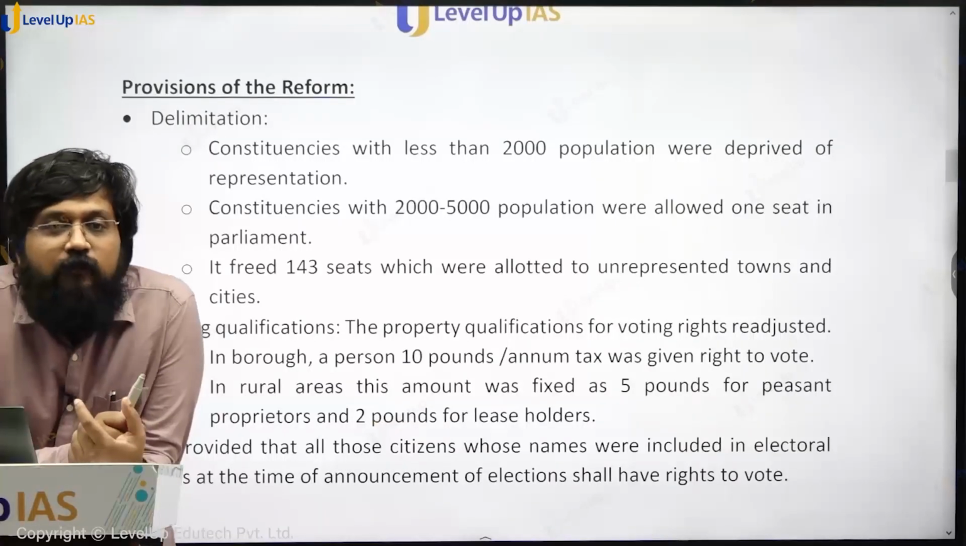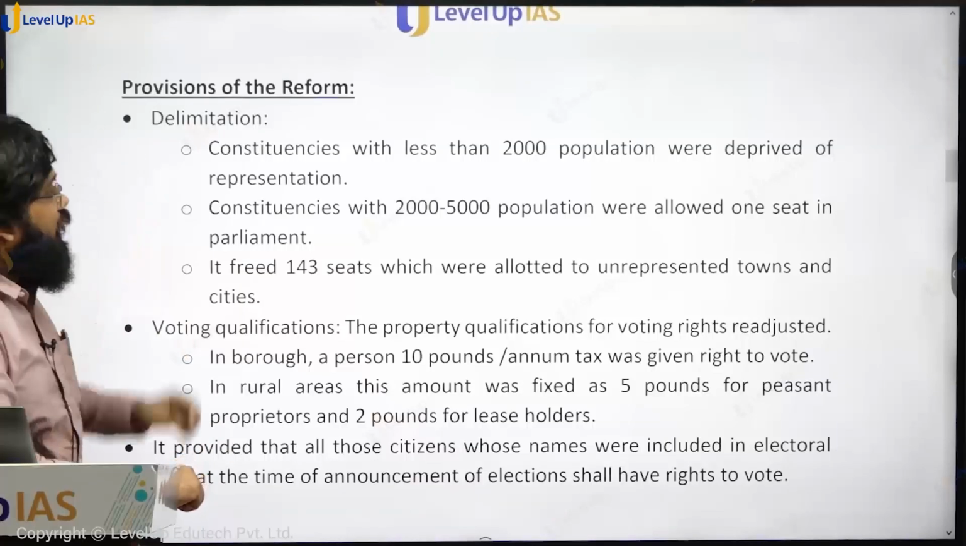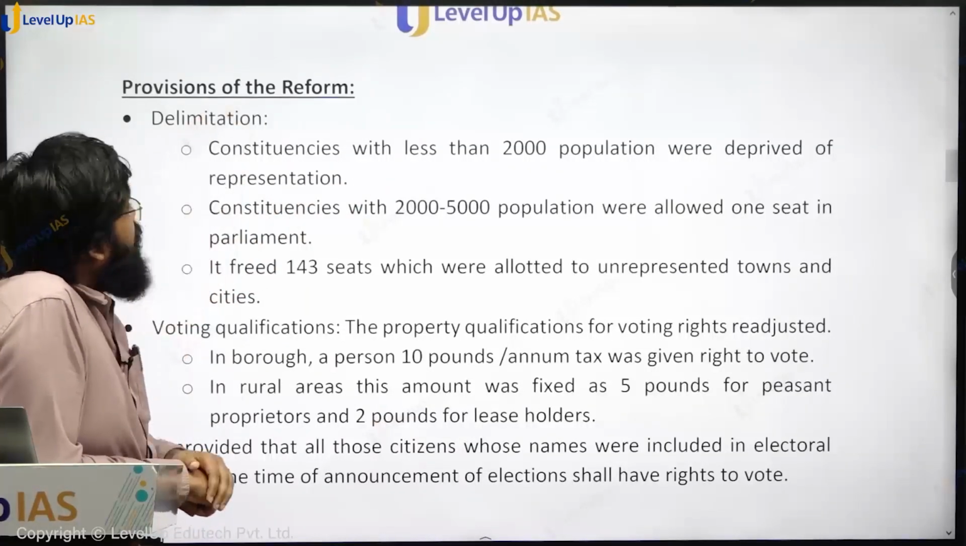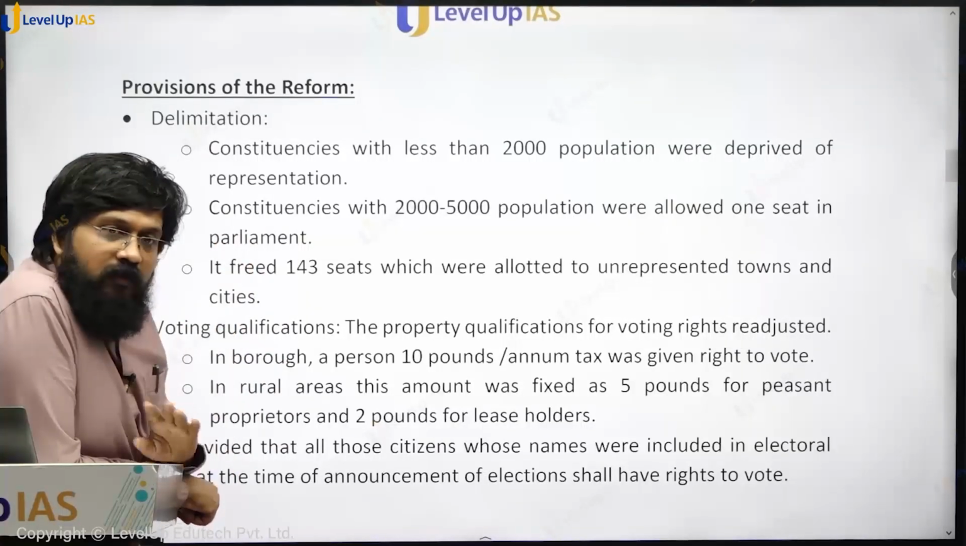The Great Reform Act of 1832. उसमें क्या था? Firstly, we have delimitation. The constituencies with less than 2,000 population were deprived of any representation. 2000 से कम संख्या है वोटर्स की, इसको हटा देंगे.